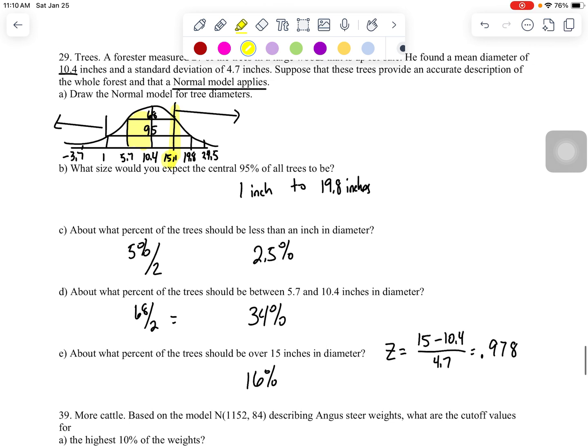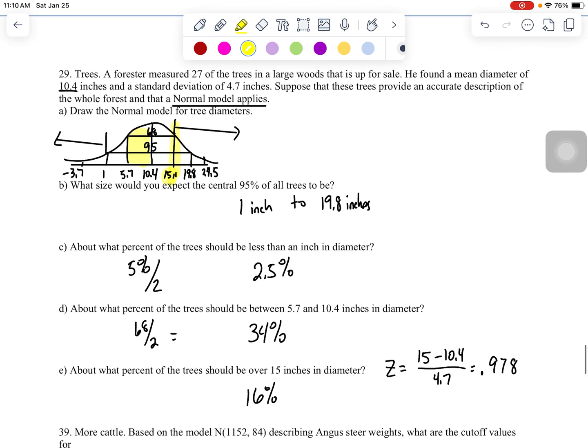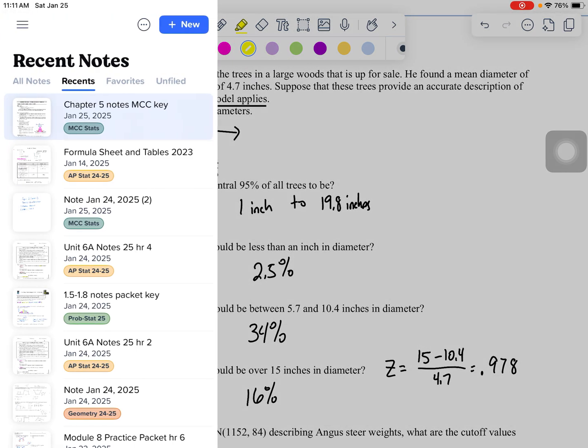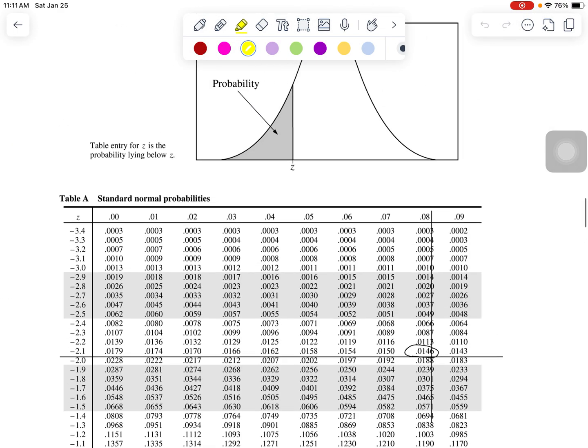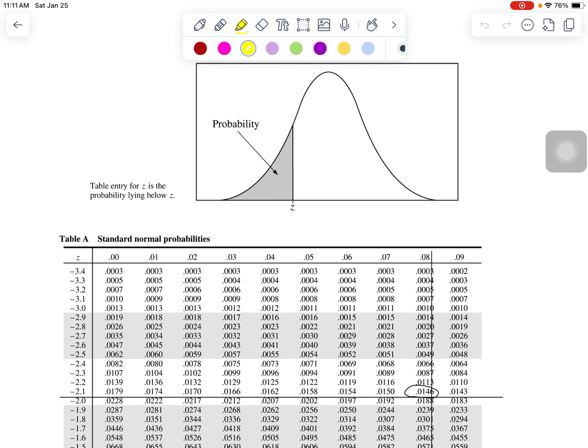I have posted one of those in the files. I'm going to flip over here and go to formula sheets and talk about how we use Table A, where we find the probability. In this Table A, I'm paying attention to what we're doing here, because it's showing me the probability to the left.